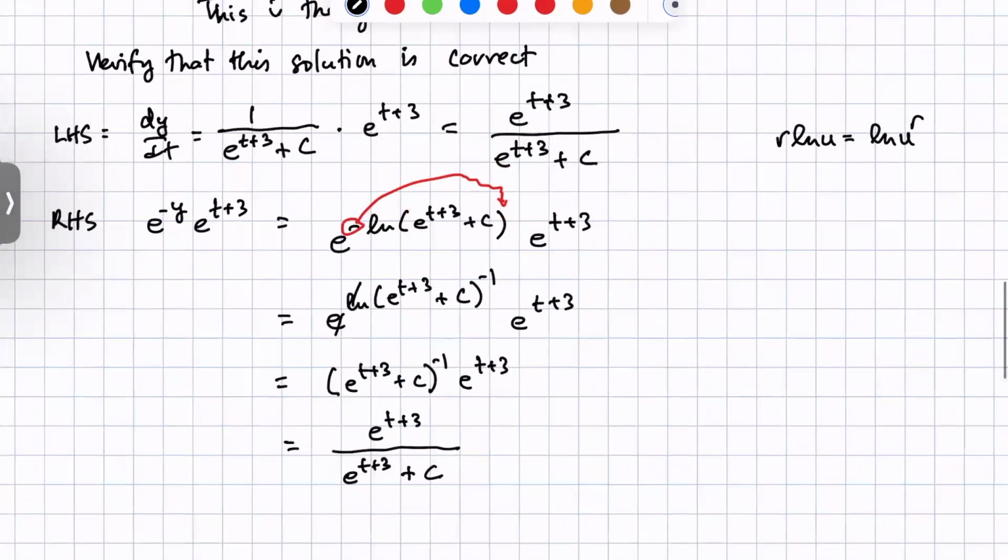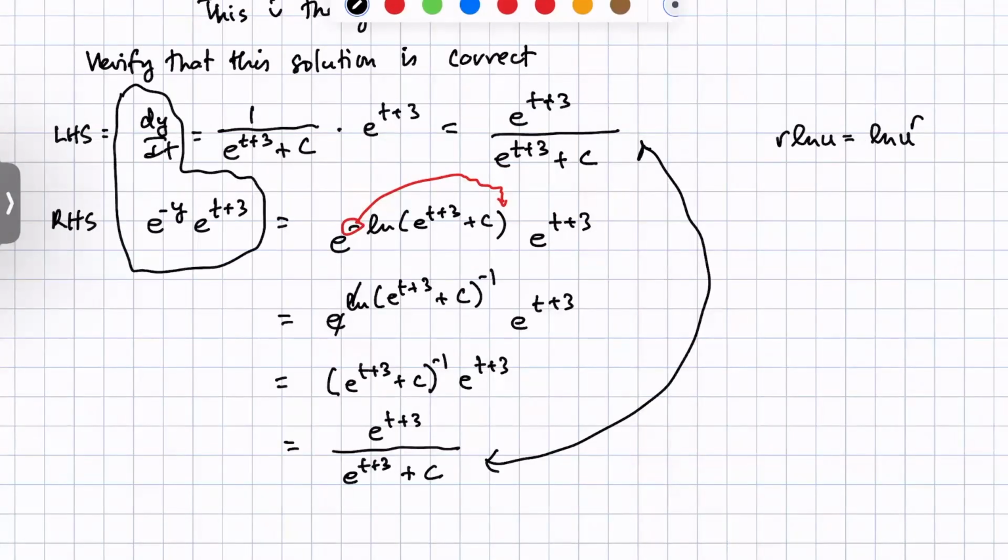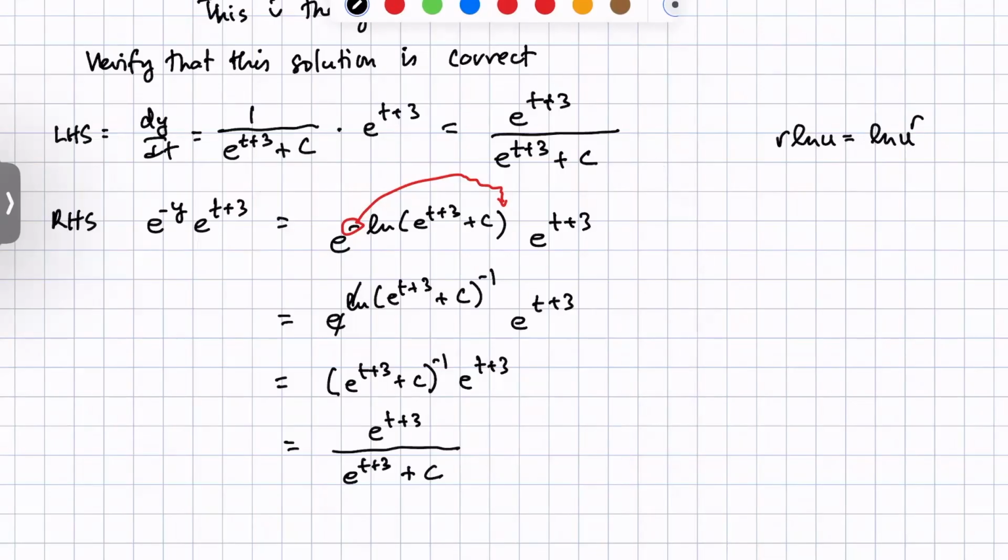And you notice that these two expressions are exactly the same, so our differential equation is solved, and we verified that it is correct.